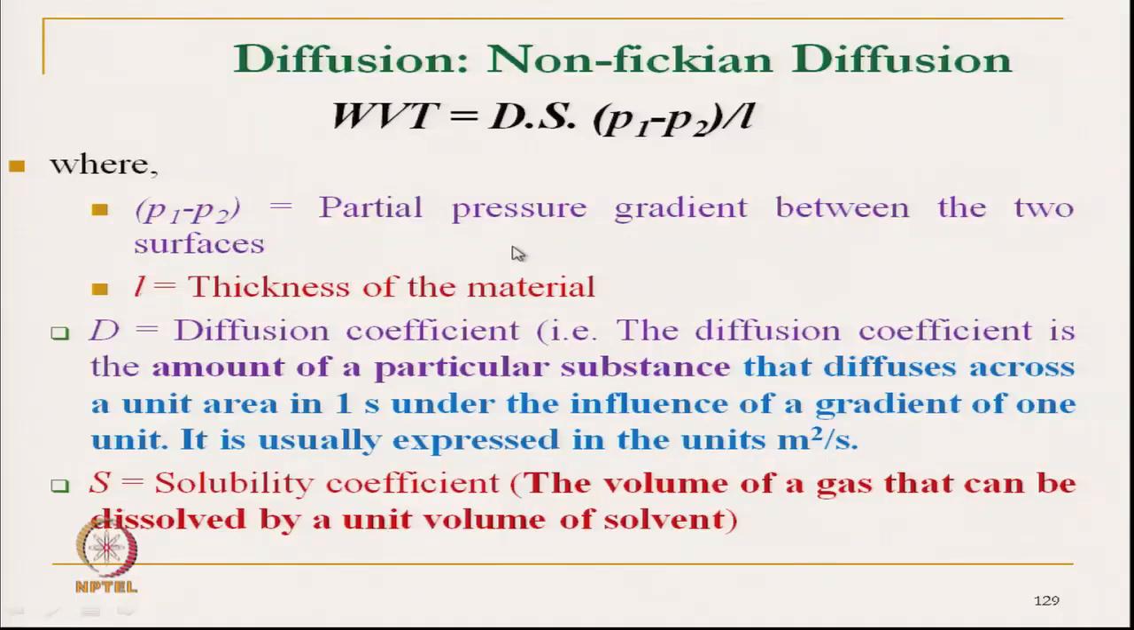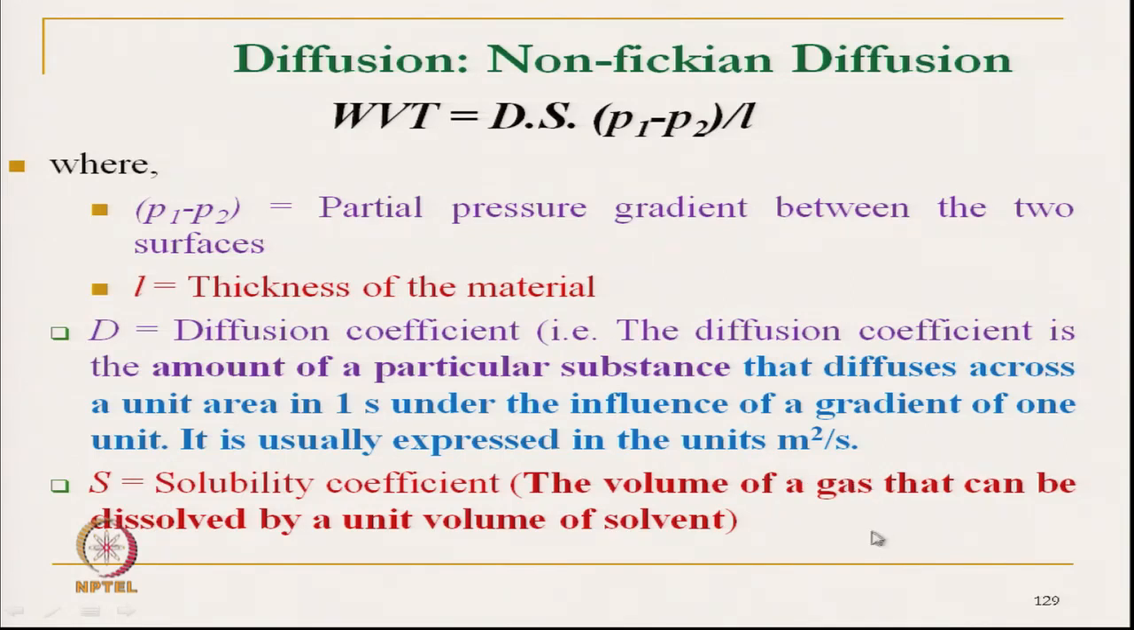P1 is the surface of the higher pressure and P2 is on the other side, and D is the diffusion coefficient and S is the solubility coefficient. That means the volume of gas that can be dissolved by a unit volume of solvent. Now, this is important particularly for a textile material.